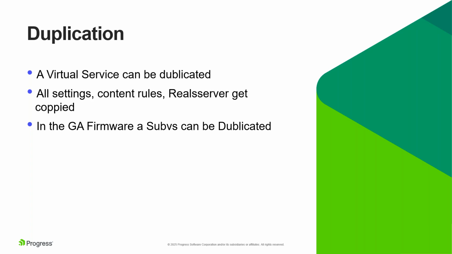And if you're running on the general access firmware, so our latest firmware version, 7.2.61, you can even duplicate a sub virtual service. So within a service, you can also duplicate a sub service. Also pretty handy if you want to test something specific, take a copy of the original one and work on that. Pretty nice.